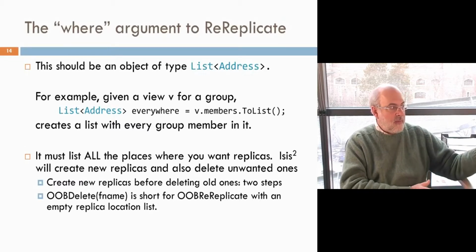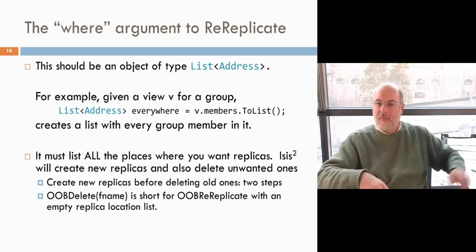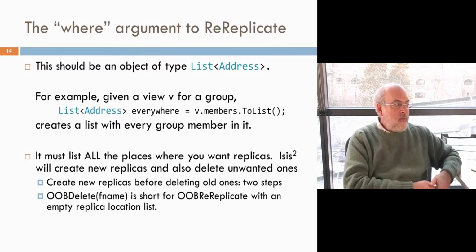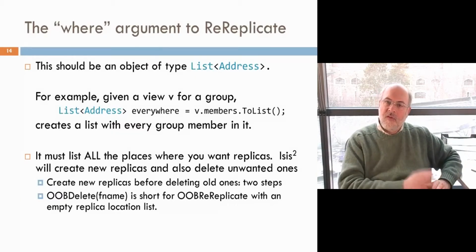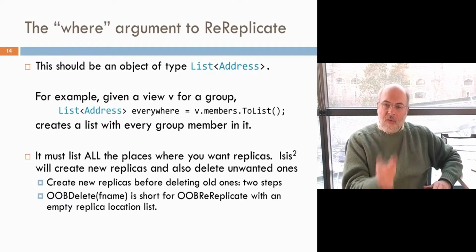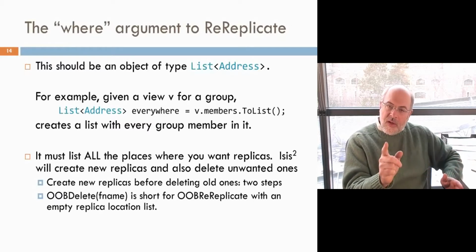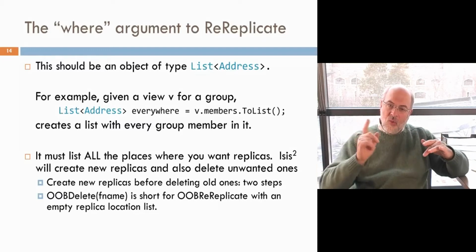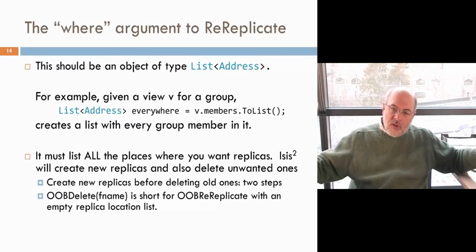In this example here, v.members.toList would be an example where you take all the members and turn them into a long list of addresses. And then when you give this to OLB re-replicate, it makes the replicas at those locations. And the only rule is this. It's going to delete replicas that are at locations which aren't in the list. So be a little careful of one thing. You can't re-replicate a file in one step if the outcome has the file at totally new locations.